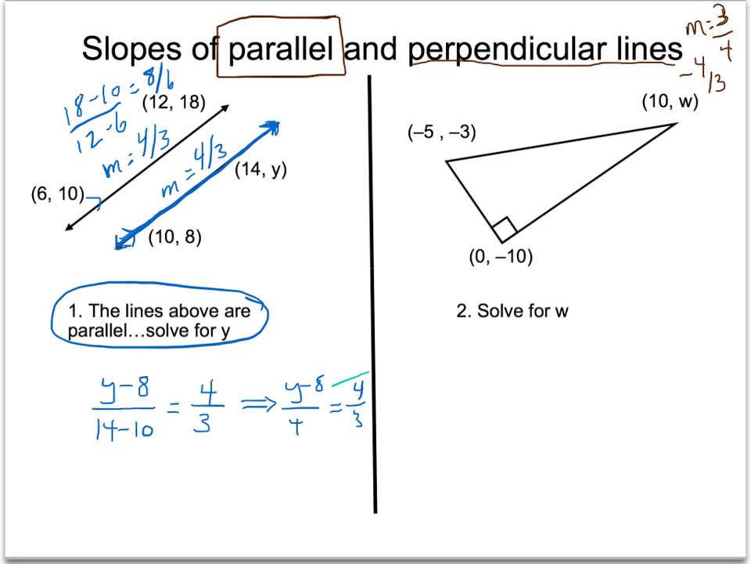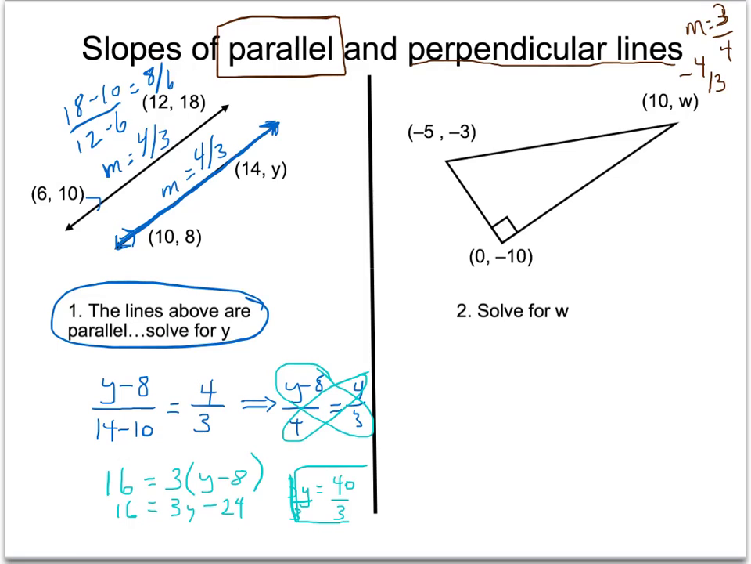Now, I'll tell you a major mistake here. When people cross multiply, 4 times 4 is of course 16, but when they cross multiply the y minus 8 times 3, oftentimes they forget to distribute. It's really going to be 3 times the quantity y minus 8. So that'll give us 16 equals 3y minus 24. When I add 24 to both sides, I get 3y equals 40. Divide by 3, and our y value is 40/3. Kind of a strange answer. It can't be simplified, but it is the correct answer. Y is in fact equal to 40/3.